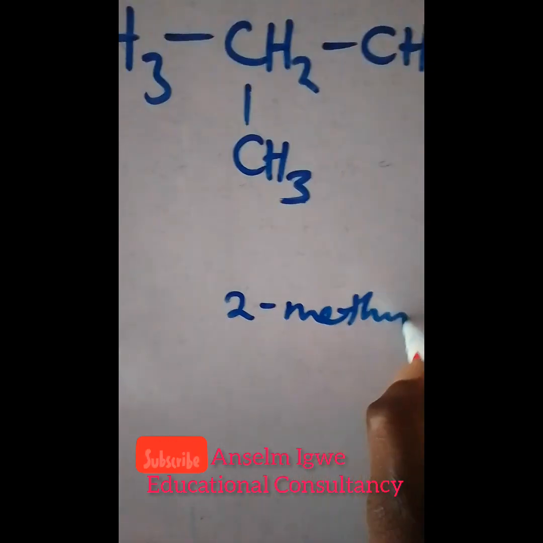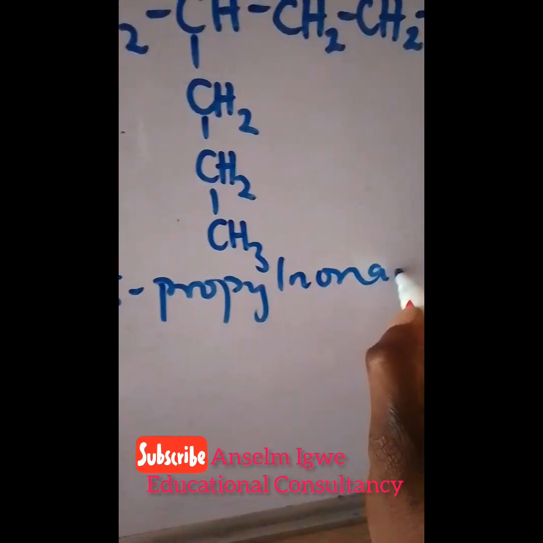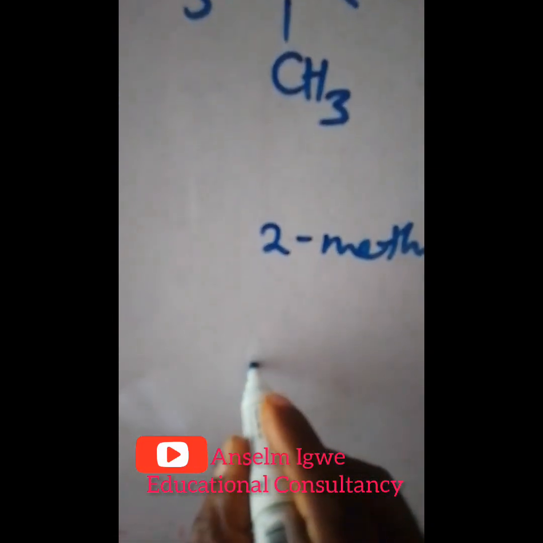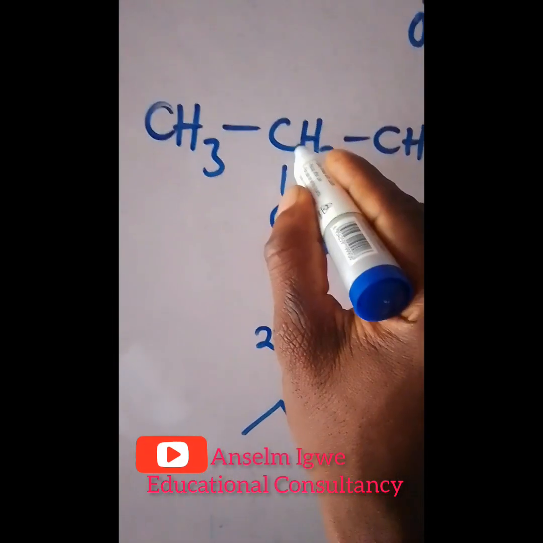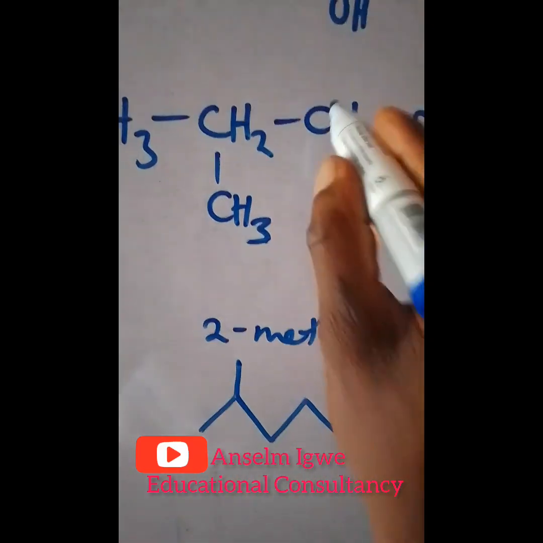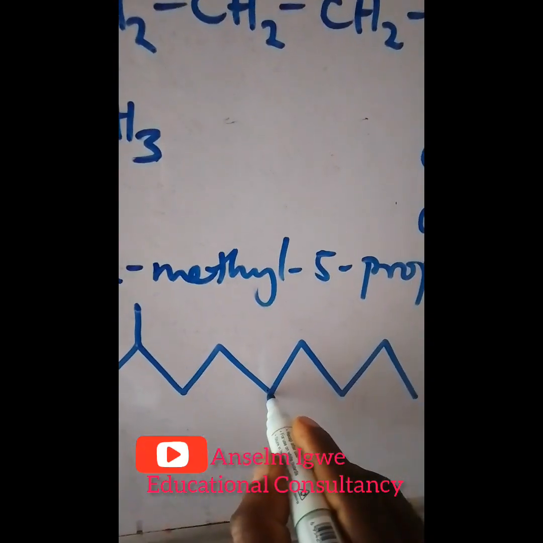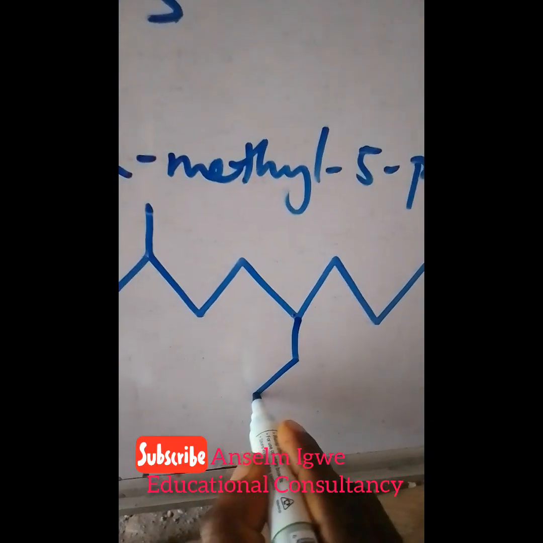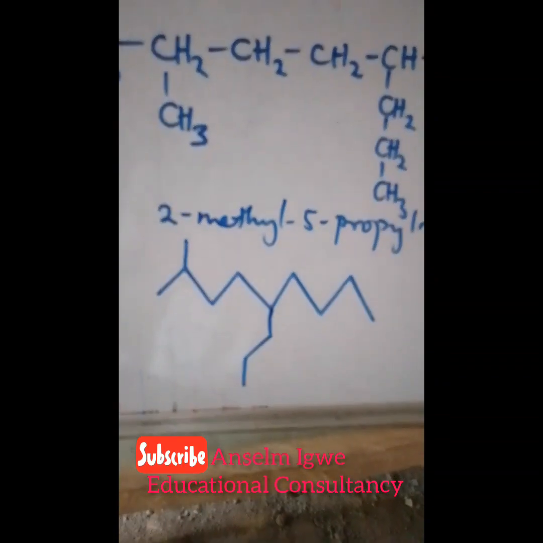2-methyl, 5-propyl, nonane. So we can easily represent this structure by representing the 9 carbon atoms on the straight chain. 1, 2, 3, 4, 5, 6, 7, 8, and 9. And the second carbon we have methyl. We represent methyl this way. 3, 4, 5. At the fifth carbon we have propyl. We have propyl. 1, 2, and 3. And this is the skeletal formula.